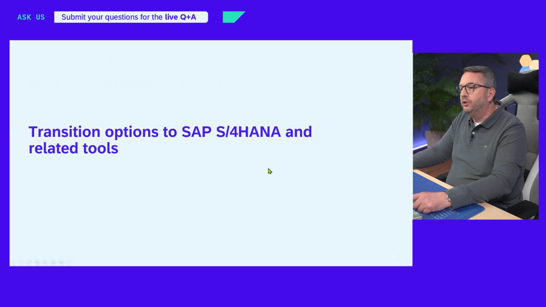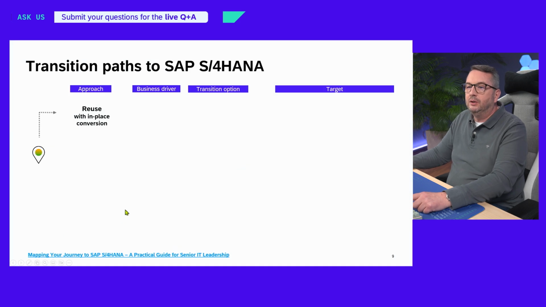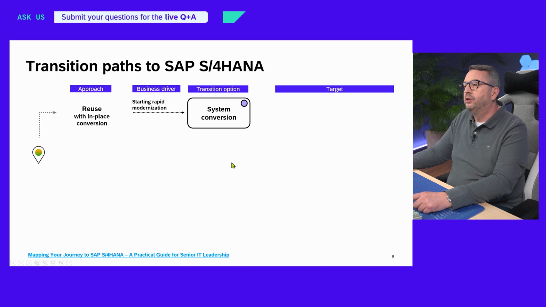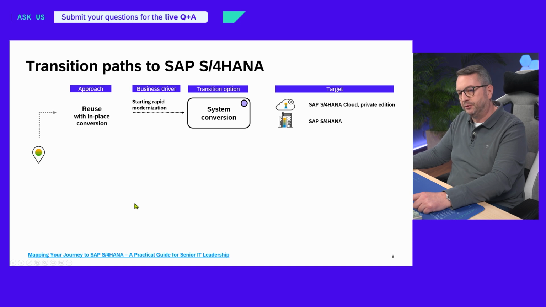Now let's have a look at the transition options of S/4HANA and the related tools. Typically, it depends on what kind of approach you want to use. On the one hand, we have the approach where you try to reuse as much as possible. The business driver for that would be that you just want to modernize existing business processes, but the business processes would be good enough. And the transition option for this would be the system conversion. The target for this one could be SAP S/4HANA Cloud Private Edition or SAP S/4HANA Any-Premise.